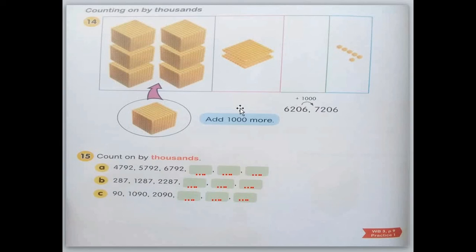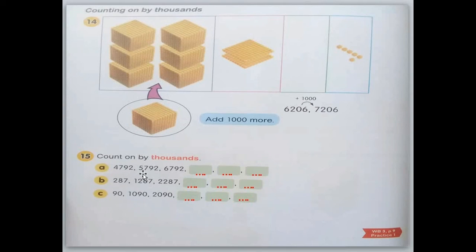On the next page, you need to count by 1,000. Oh my God, it's getting harder. Okay, look at the number here. If you check 6,206, it's going to be 7,206, right? So you just need to add 1,000, or look at the number in the 1,000. The number over here, you just need to add 1 to it. So 6 becomes 7, right? Now let's check question 15a.